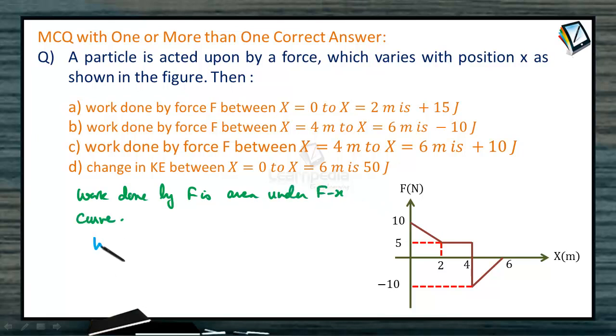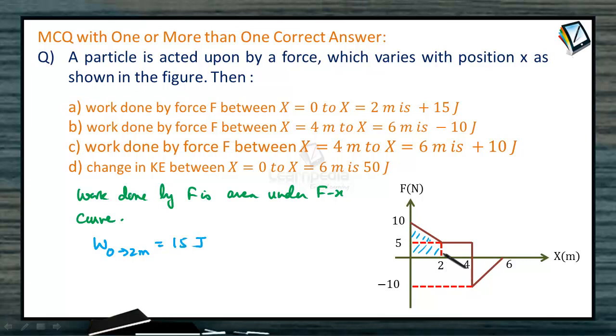So first let us calculate work done between 0 to 2 meter. The area under this curve is like this. So half of 5 into 2, then 5 into 2. 10 plus 5, 15 joules.